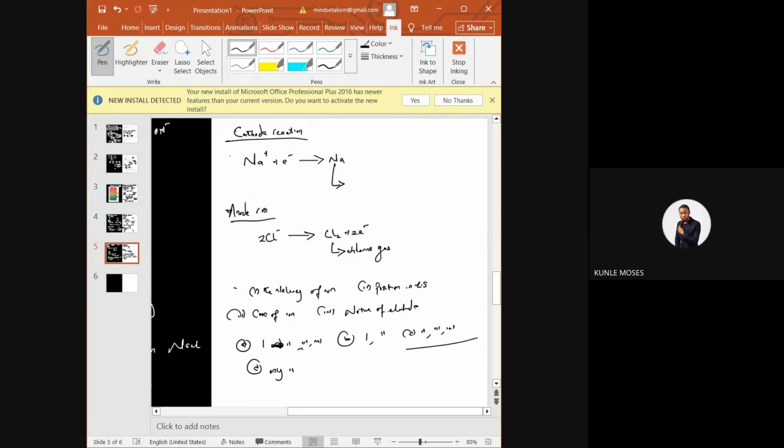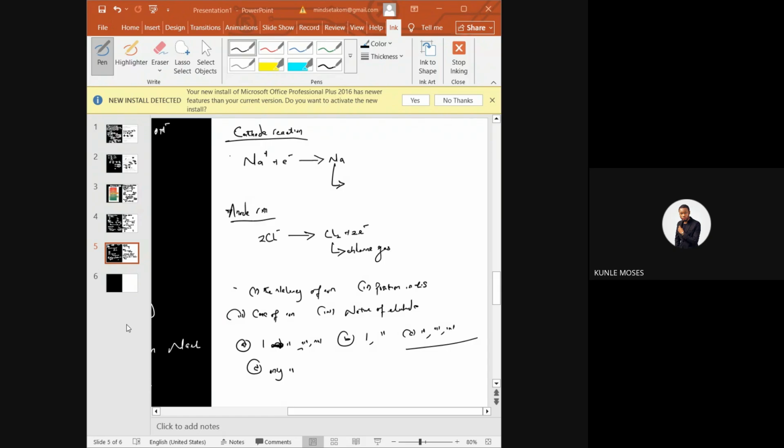The fourth one is presence of competing ions. Have you written the 4? 1, position of ions in the electrochemical or activity series. 2, concentration of ions. 3, nature of electrode. 4, presence of competing ions.